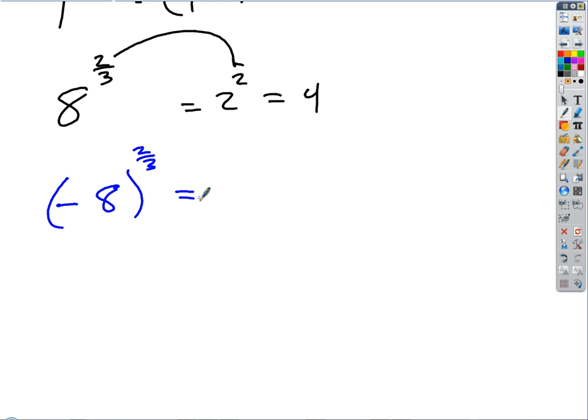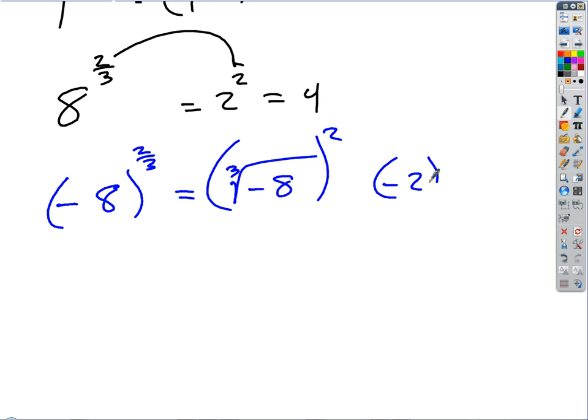Because I'm cube rooting, right? What this really means is the cube root of -8, squared. What's the cube root of -8? -2. What's -2 squared? +4. So because the bottom is the root part of that fractional exponent, that bottom is odd, so it's okay to put a negative number in that.